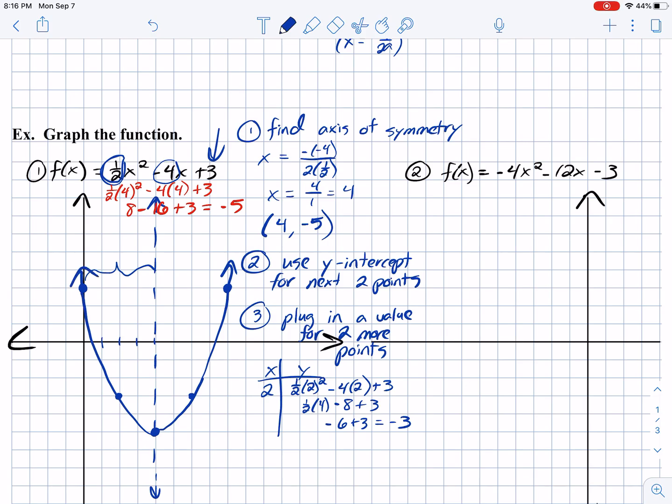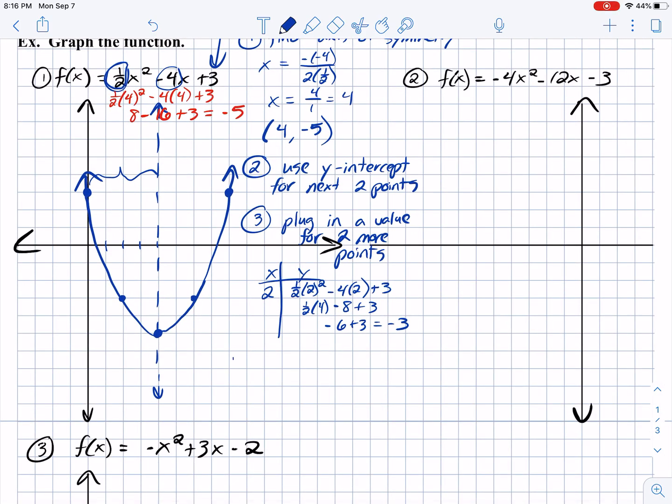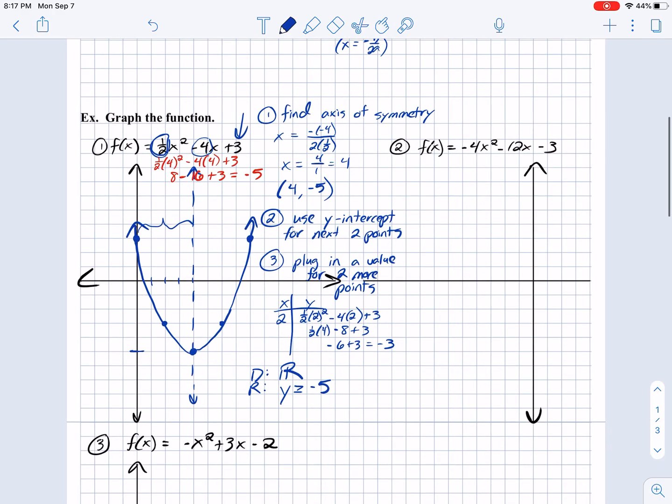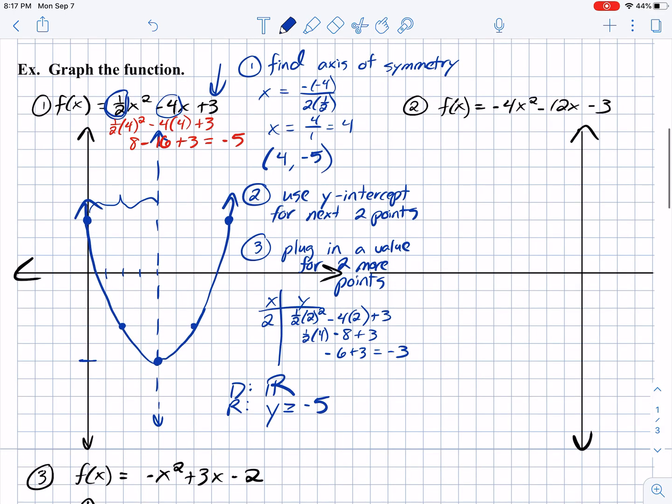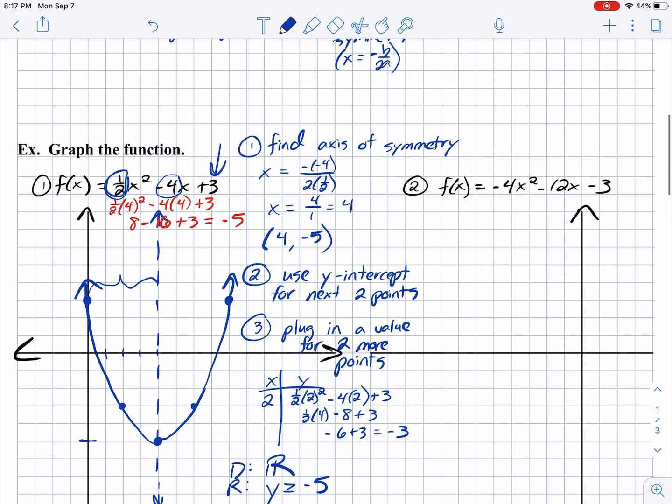And it looks like this. Good practice from last section. Domain and range. Domain is all real numbers. Range is everything greater than or equal to the y-coordinate of your vertex, which would be negative 5. Great. Let's try number 2. Let's just do 3 points here for the sake of time. So steps 1 and 2, find the axis of symmetry, and then graph using the y-intercept.